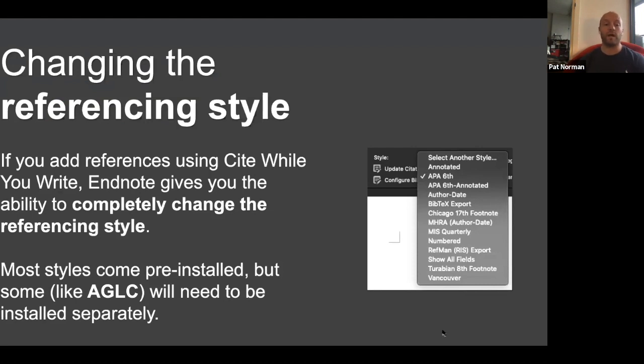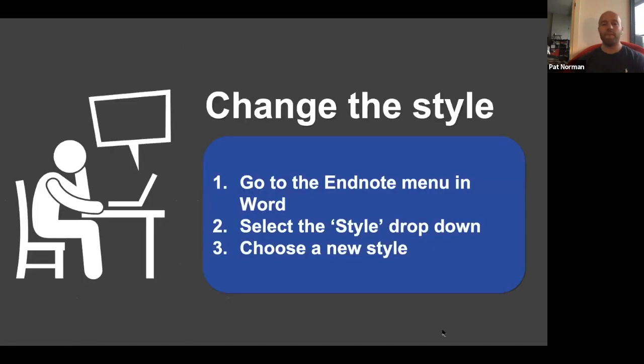Using Endnote gives you the ability to completely change the referencing style. Most styles will come pre-installed, but if you're a law student, you'll need to install the Australian Legal Referencing Style, AGLC, separately. We've got a guide to doing that on the Endnote subject guide, so I encourage you to have a look at that, and obviously reach out if you need help changing the referencing style.